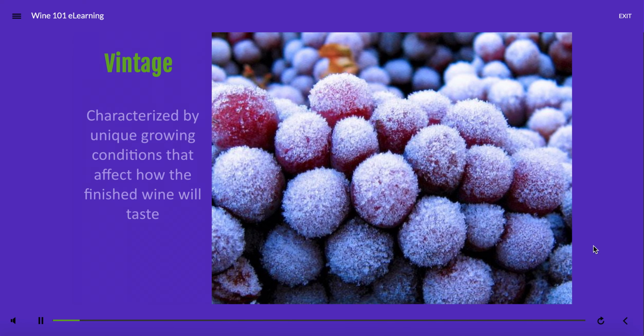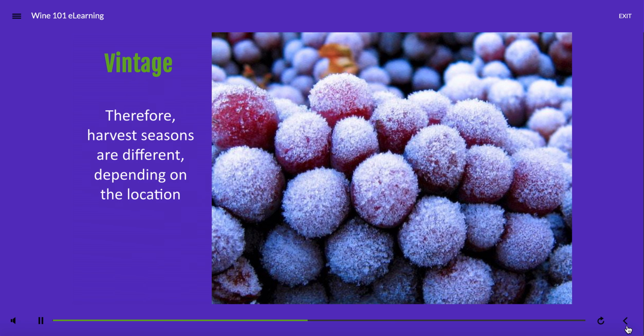Each vintage is characterized by unique growing conditions that affect how the finished wine will taste. These include, but are not limited to, rainfall, wind, hail, frost, and fires. Therefore, harvest seasons are different depending on the location. For example, in the Northern Hemisphere, Europe and the US, harvest season is from August through October, while in the Southern Hemisphere, South America and Australia, it's from February through April.